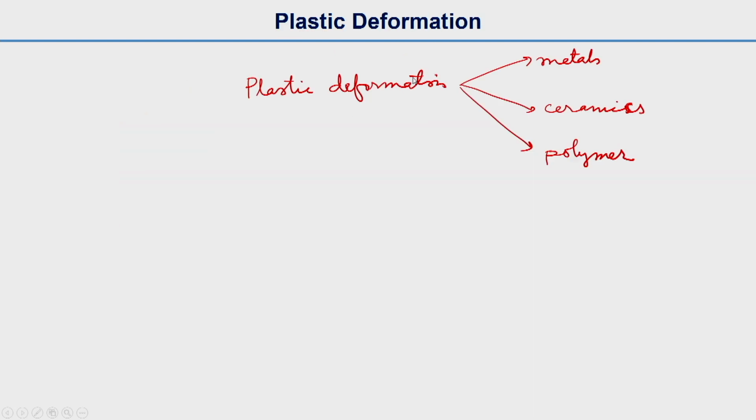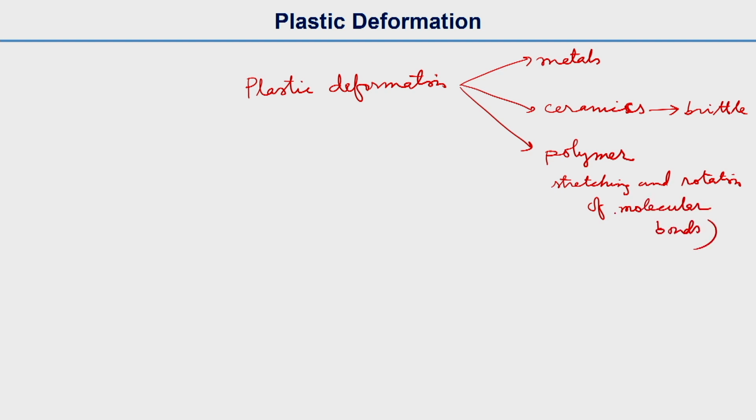Now if you come here, ceramics are mostly brittle, and probably there will be very little plastic deformation, but some ceramics can show some plastic deformation. The deformation mechanism of polymers is very different, and it is basically stretching and rotation of molecular bonds. So this is for polymers, but as I told you, we are focusing only on metals now.